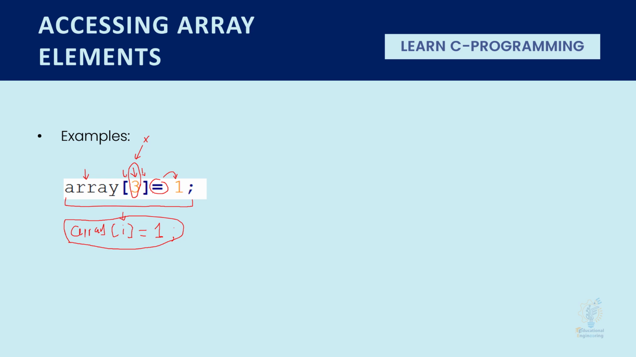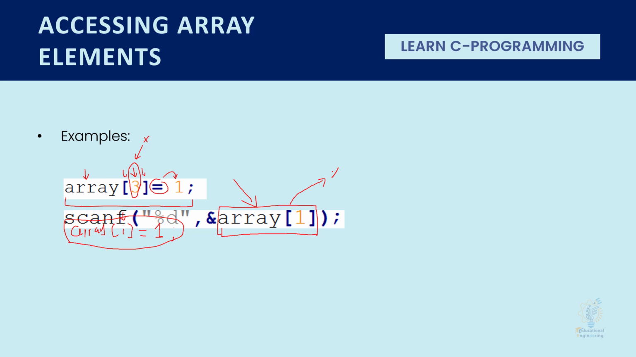Another way that you can access an array element is by scanning a variable directly inside an array element. So array elements are being treated like normal variables. So array1 is basically a variable just like x, y, and any other variable. So you can easily access it by simply writing the array name and the element number. In this case, it's array1.